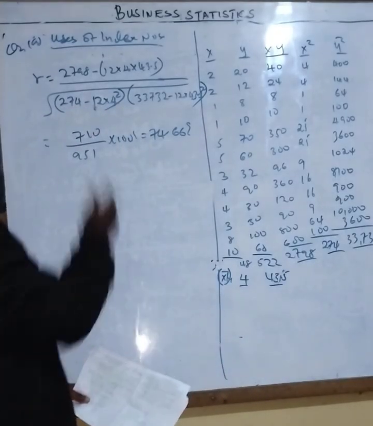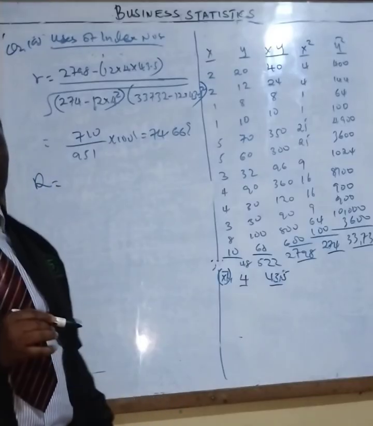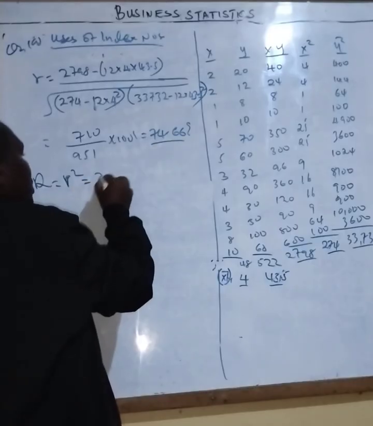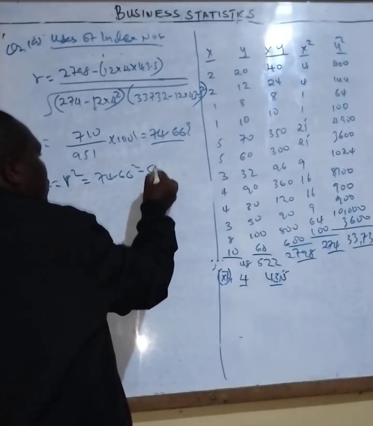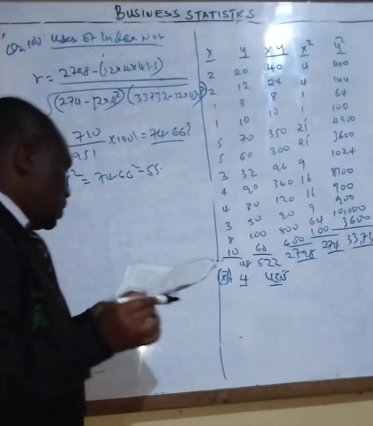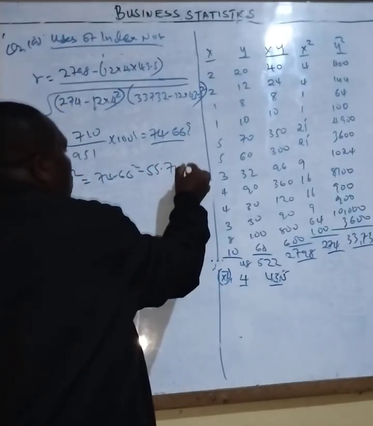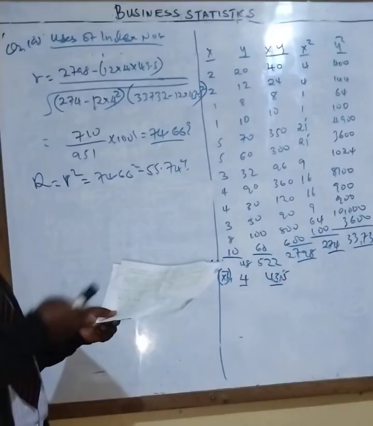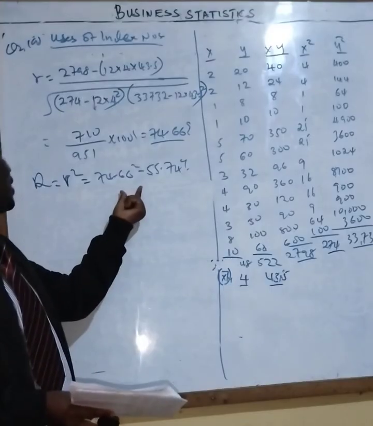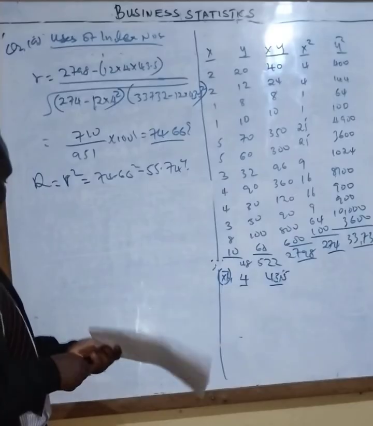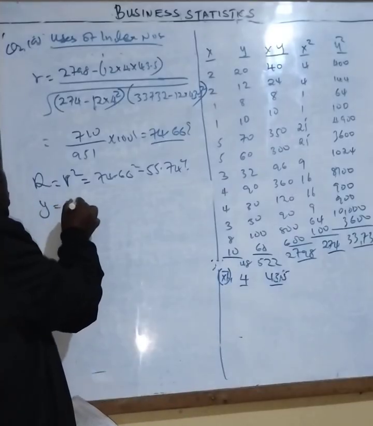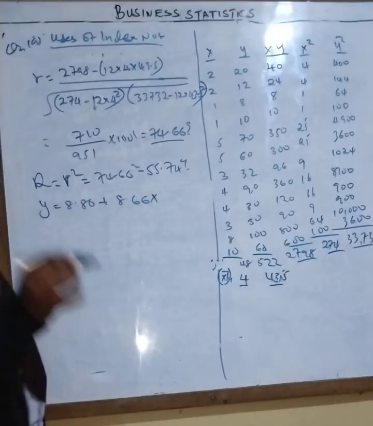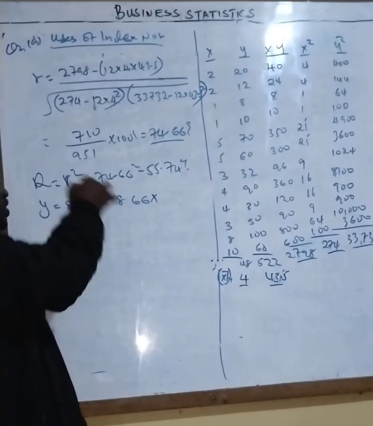Now, the second part is to calculate the coefficient of determination, which you have said, you just say r square, which means square this: 74.66 square. The answer you get there is 55.74%. What does it mean, class? Because that's what we have been told: interpret. It means that out of the formula that we have, that is the case where we had y equals 8.86 plus 8.66x.